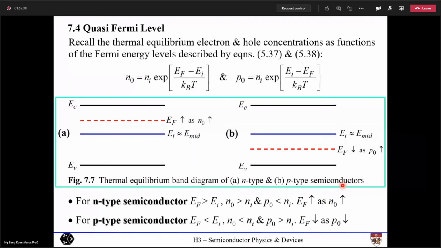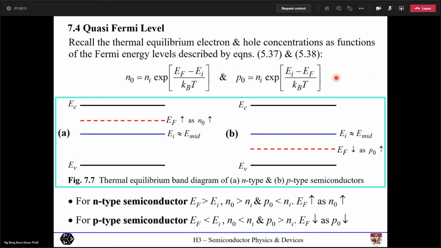So there's one other thing that I would like to quickly discuss, which is what we call the quasi-Fermi level. We discussed previously that in the case of a semiconductor in thermal equilibrium, you have the Fermi level, which is determined from the Fermi level equations. And in thermal equilibrium, whether you use the electron or hole concentration, the Fermi level that you determine is essentially the same quantity.